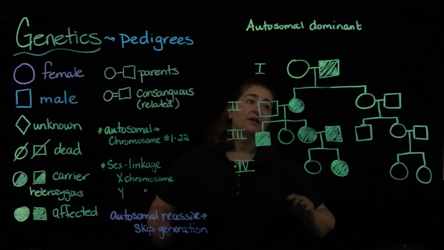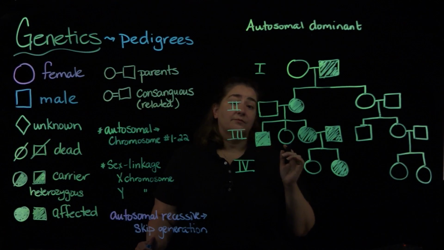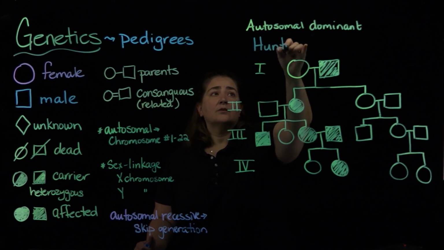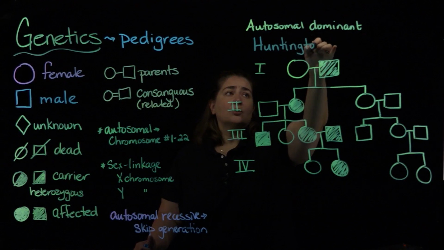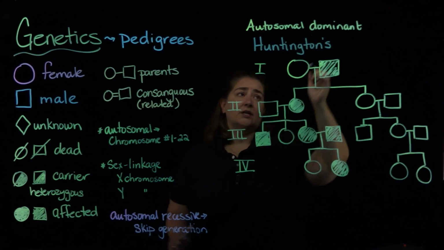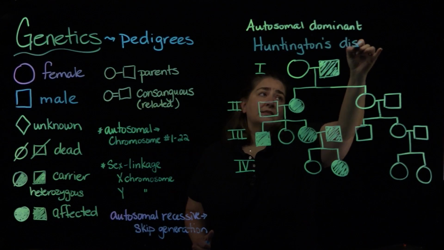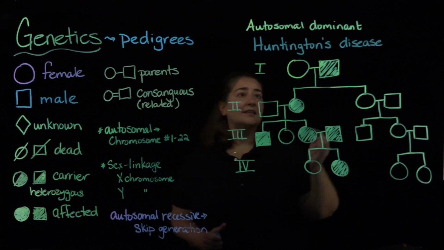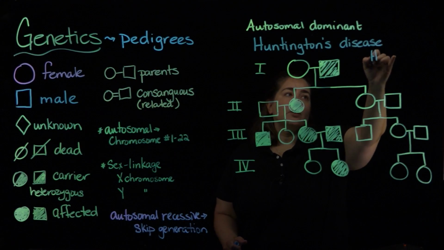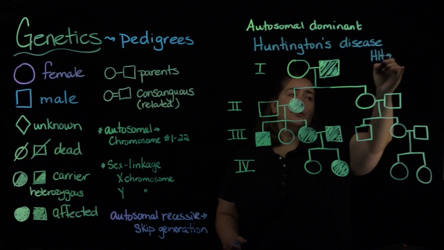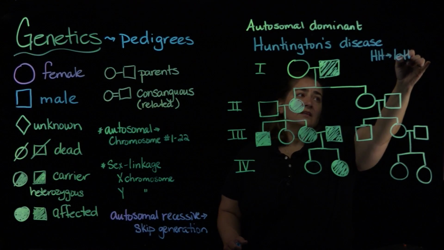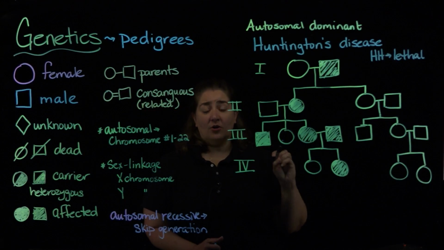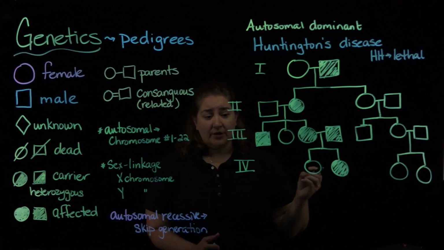Now, the example I am going to use for an autosomal dominant trait is going to be Huntington's disease. This one's a little bit unique in that the homozygous dominant state for Huntington's is going to be lethal. That isn't true of all autosomal dominant traits, but it is true for Huntington's.